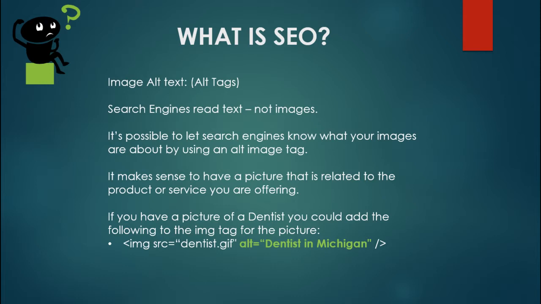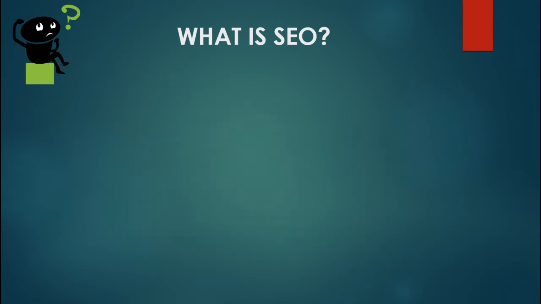You'll see in green I've added, after the image source equals dentist.gif, alt equals dentist in Michigan. This will help Google to be able to understand exactly what that picture's about.